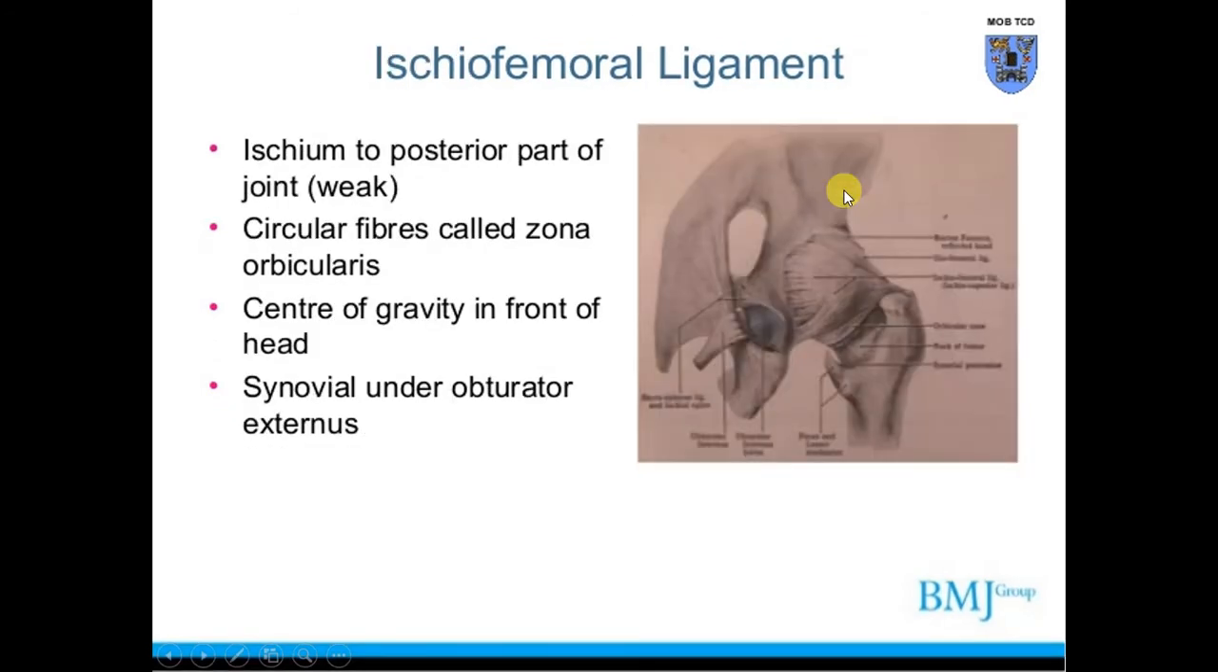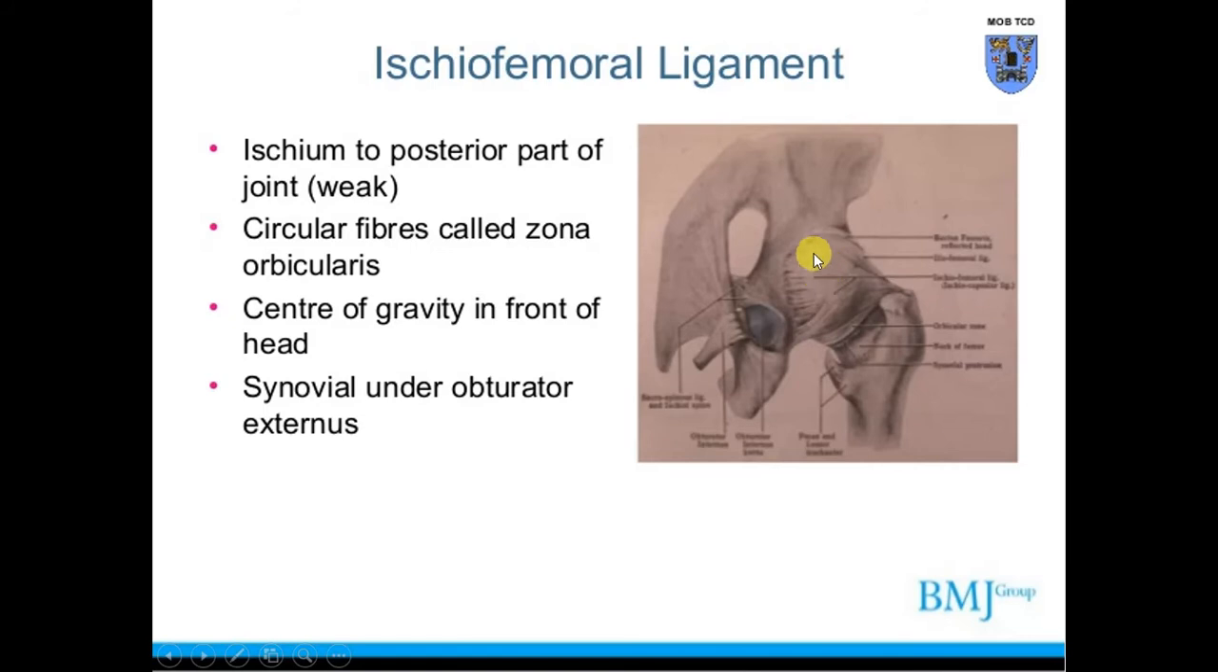Then is the ischiofemoral ligament. It can be seen posteriorly more easily. So here we can see from the posterior view the ischial bone. So here is the ischiofemoral ligament, and it's a weak ligament. The circular fibers will be called zona orbicularis.